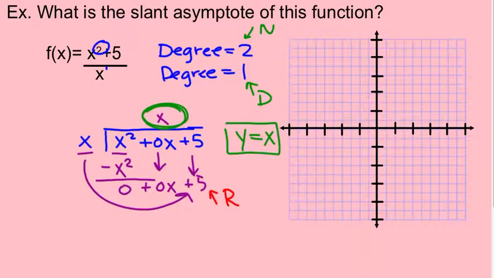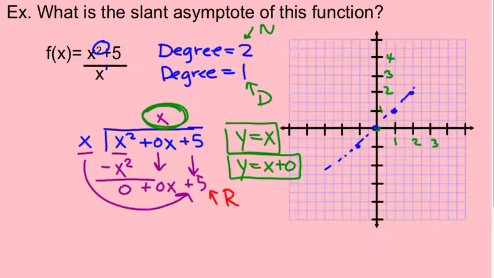That's your slant. In slope-intercept form, I'm just going to throw a 0 in as my y-intercept. So if I were to graph it, I would say here's my y-intercept. I'm going to do a rise of 1 and run of 1. And that's what my slant would look like at y equals x, which is a popular equation we call the identity equation.